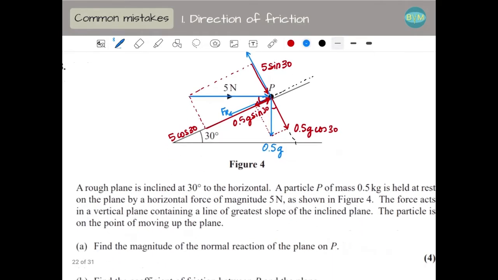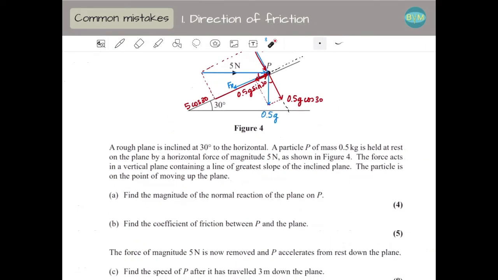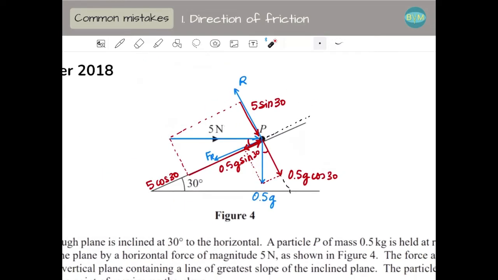The first thing they ask is find the magnitude of the normal reaction of the plane on P. Normal reaction, so they are asking us about this one. So we are going to resolve forces perpendicular to the slope. We have one force pointing up, which is this one, and then I have two forces pointing down, this red and this red. So the two pointing down are going to be the same as the one pointing up.